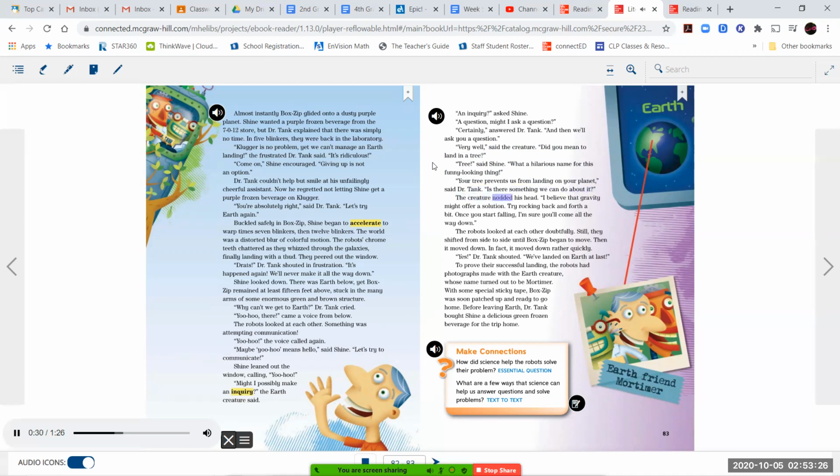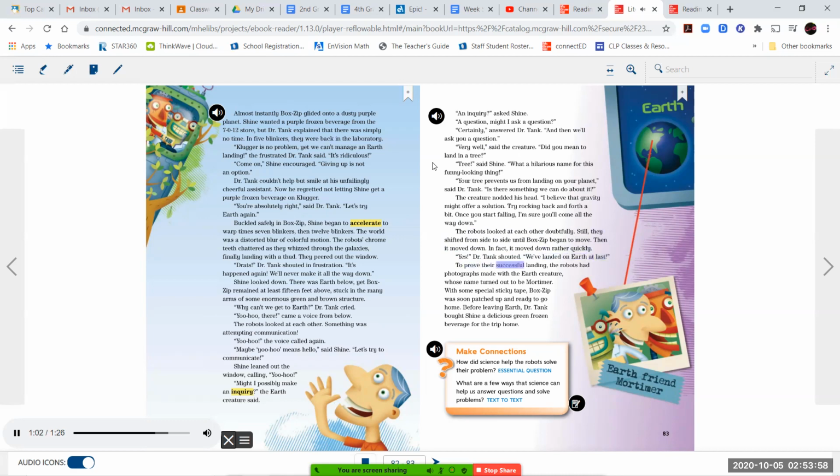The creature nodded his head. "I believe that gravity might offer a solution. Try rocking back and forth a bit. Once you start falling, I'm sure you'll come all the way down." The robots looked at each other doubtfully. Still, they shifted from side to side until Box Zip began to move. Then it moved down. In fact, it moved down rather quickly. "Yes," Dr. Tank shouted. "We've landed on Earth at last."